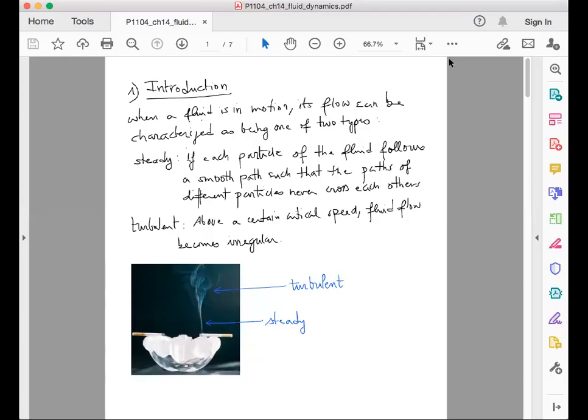Good morning, everyone. Today we will start with fluid dynamics, in which we are going to study the fluids when they are in motion. So when a fluid is in motion, it's described by its flow, which can be characterized as being one of two types, basically, either steady or turbulent. So what do we mean by steady and turbulent?